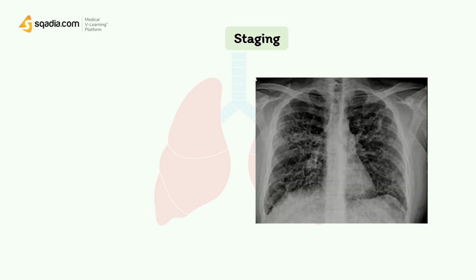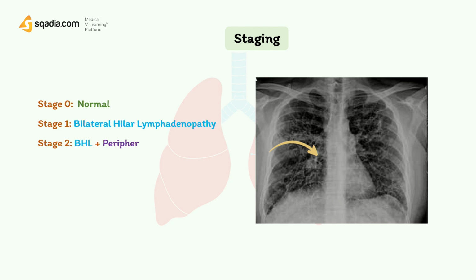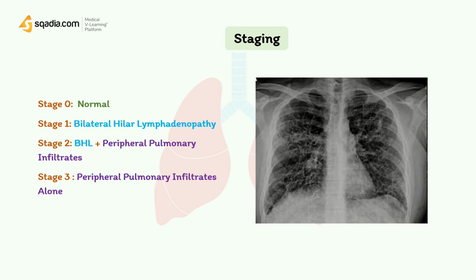Now, the staging of sarcoidosis is as follows, and it is based on chest radiographic findings. There's stage 0, which is normal. There's stage 1, which is bilateral hilar lymphadenopathy seen on the chest X-ray. Stage 2 is the bilateral hilar lymphadenopathy and peripheral pulmonary infiltrates. Stage 3, where we see peripheral pulmonary infiltrates alone. And stage 4, where we see progressive pulmonary fibrosis, in which you will see a honeycomb-like appearance on the lungs, which comes about due to the scar-like tissue.